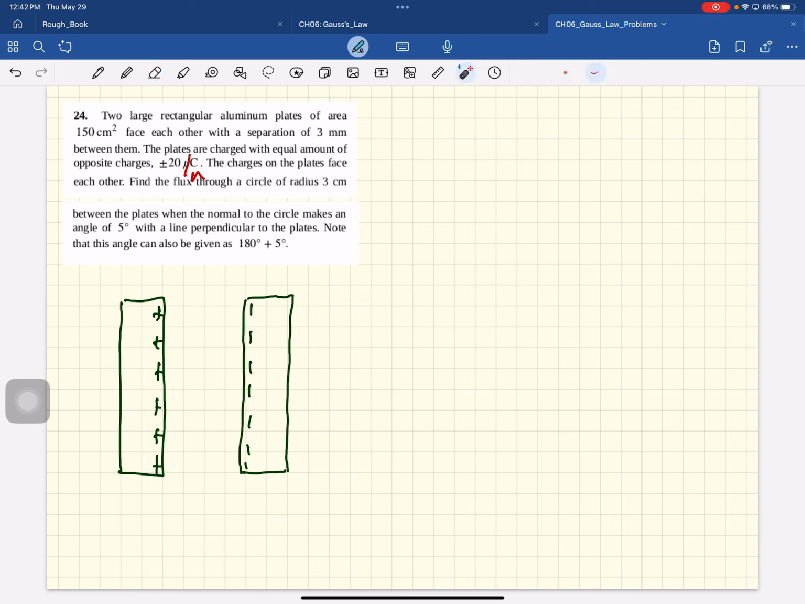So this is how the charges distribute. The plates have an equal amount of charge. So this is Q, minus Q. And sigma, the charge density here, is Q divided by area. And what is the area of the face? 150 centimeters square. Find the flux through a circle.